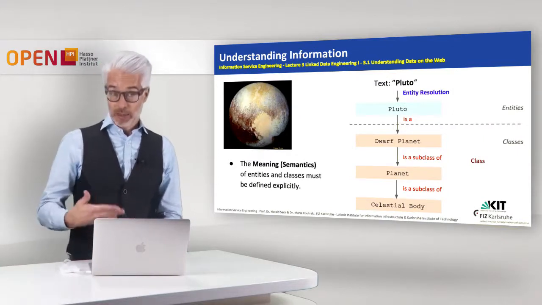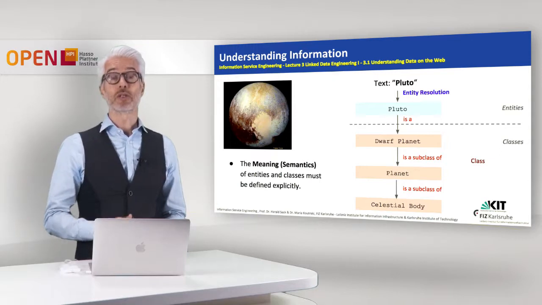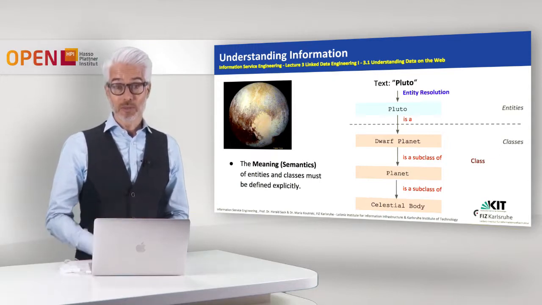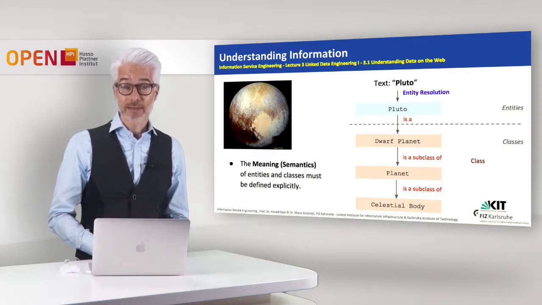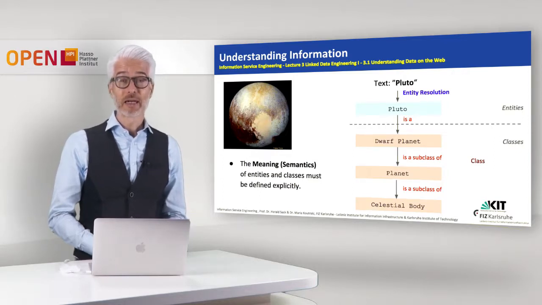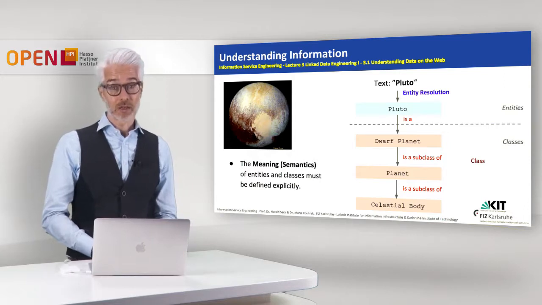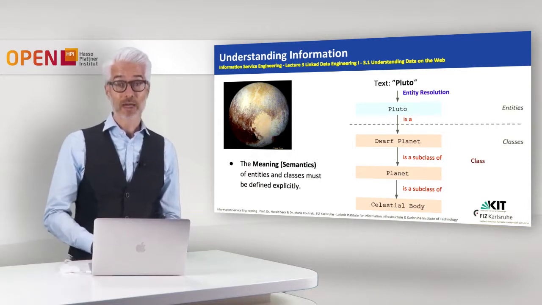Okay, but let's go back to understanding and to knowledge. To disambiguate correctly, we have to know about the meaning, the semantics of this information. So first of all, we have to know what is an entity and what is the entity like. So to what class does it belong? What kind of properties does it share with other entities? And this is where classes come into play.